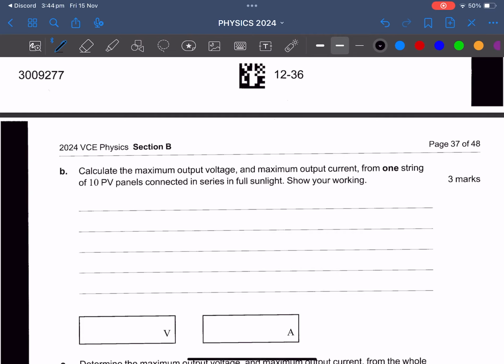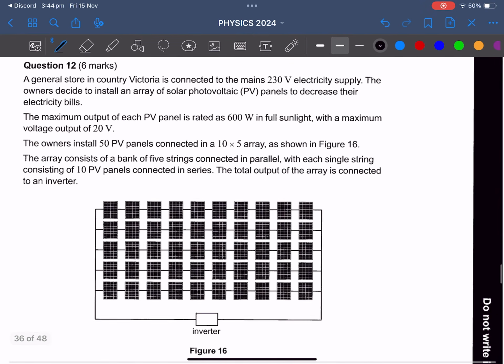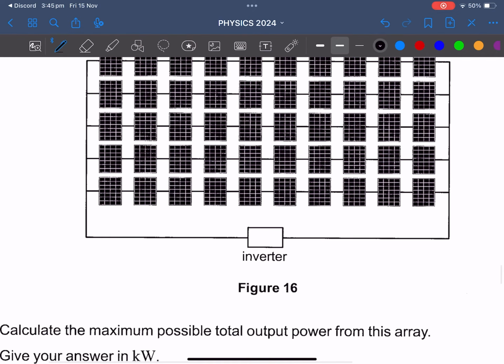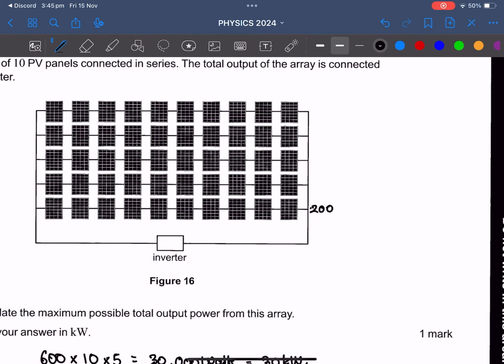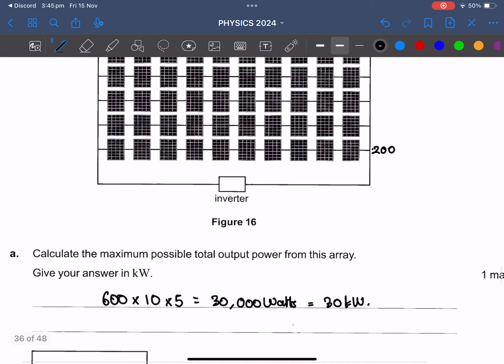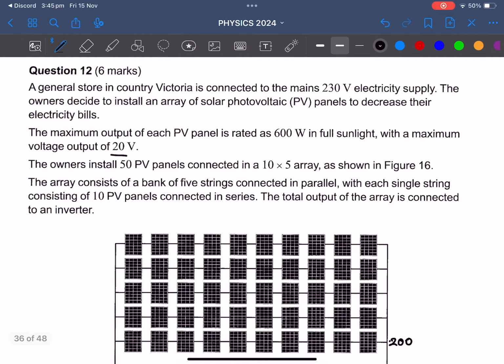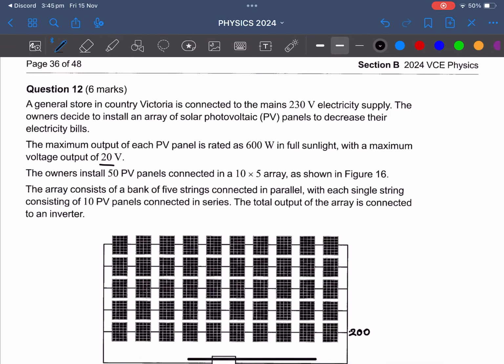string basically. So each of them has a voltage output of 20. Now in series, current stays constant but the voltage changes. So 20, 20, 20, and then we have 10 of these. So in total there'll be 200 here as our maximum output voltage from one string, because we have 10 of them and each of them can have 20 volts as the maximum voltage output, right? And because in series they'll add up, right?